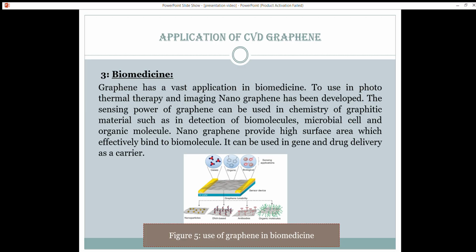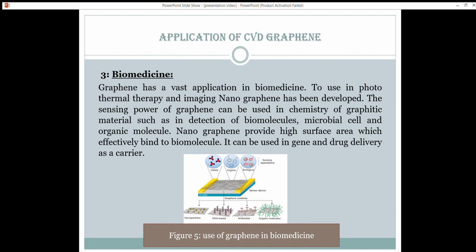The sensing power of graphene can be used in chemistry of graphitic materials, such as in detection of biomolecules, microbial cells, and organic molecules. Nanographene provides high surface area which effectively binds to biomolecules. It can be used in gene and drug delivery as a carrier. So there are varieties through which we can use graphene in biomedicine.